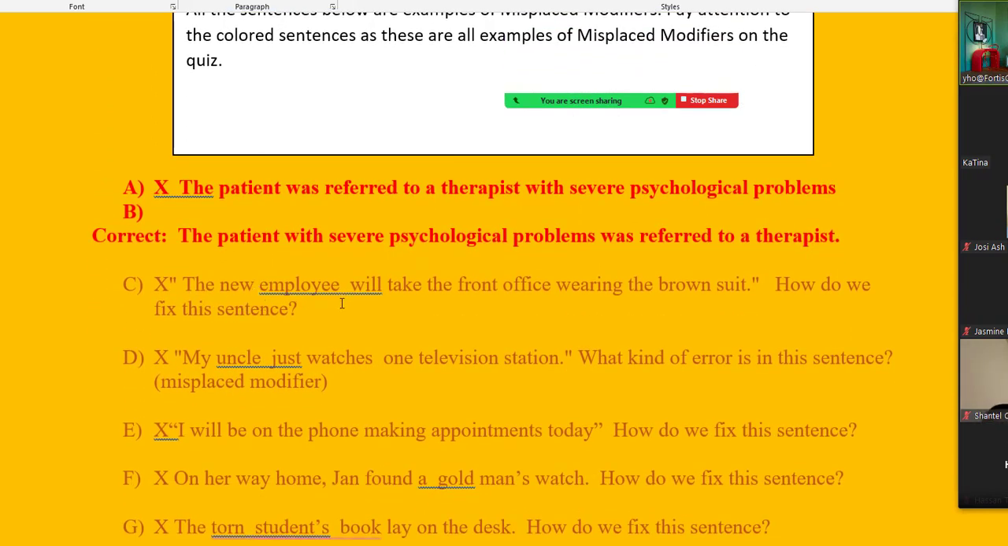So the new employee will take the front office wearing the brown suit. So is your front office wearing a brown suit? No. So here it's, the new employee wearing the brown suit will take the front office. So this is also a misplaced modifier. My uncle just watches one television station. So "just" is in the wrong place. My uncle watches just one television station. Okay, so here you have a misplaced modifier.